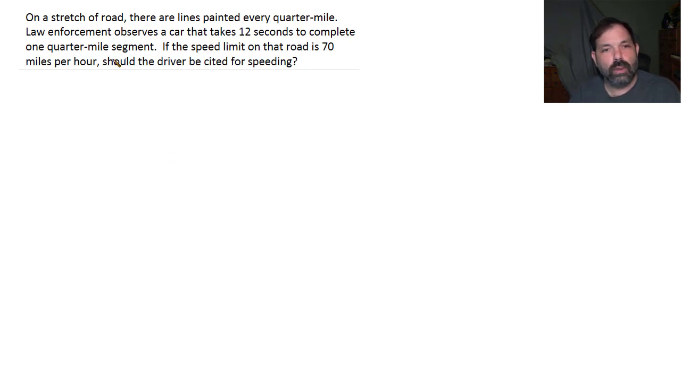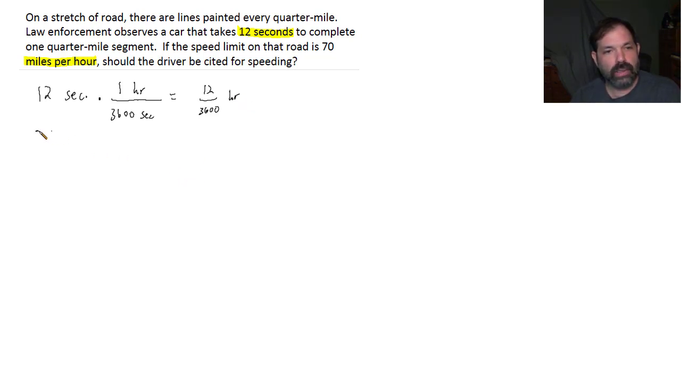All right, so let's be careful about units here. We are told that the speed limit is 70 miles per hour, but we have a time in 12 seconds. So let's think about this a little bit. Notice that 12 seconds, and let's multiply that by the unit conversion factor. I know that 1 hour is 3,600 seconds. And so that would be 12 over 3,600 hours.